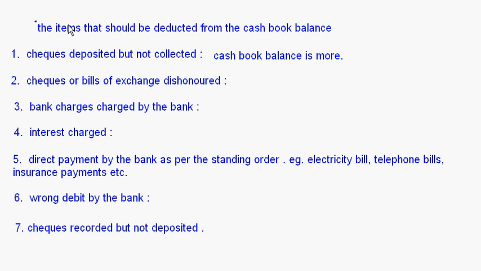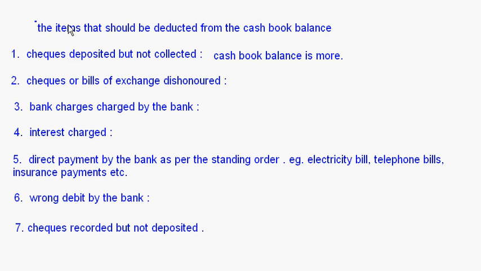Interest charged. When the bank charges some interest from the customer, it debits that amount, so the bank balance comes down, right? But the customer doesn't know how much interest was charged unless he gets some intimation from the bank or a copy of his passbook. So till that time the cash book balance will be more, because the customer has not deducted that money from the cash book, right?